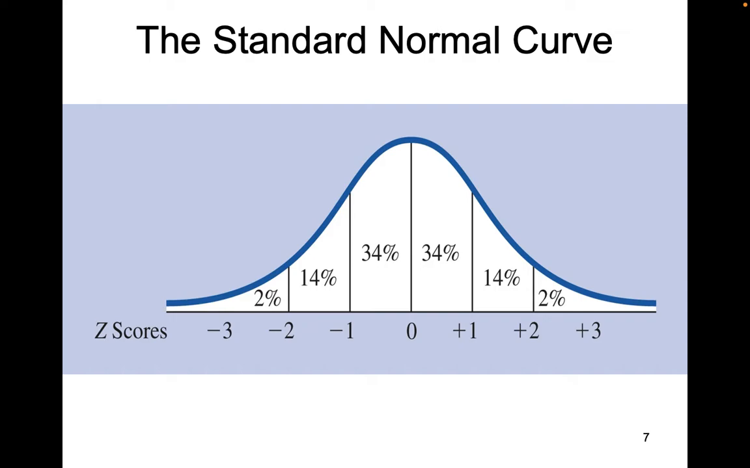And then finally, there's a known percentage of scores above or below any point. As we can see here, 34% of scores fall between the mean and one standard deviation. That means that approximately 68% of the scores will fall between one standard deviation above and one standard deviation below the mean. We can also see that approximately 2% of the scores fall in the tails of the distribution, either above 2 standard deviations or below 2 standard deviations below the mean.